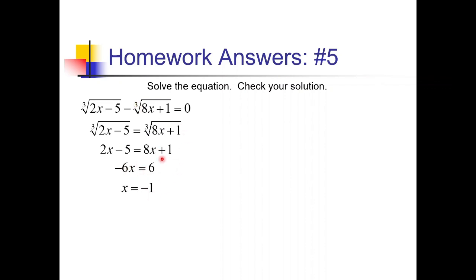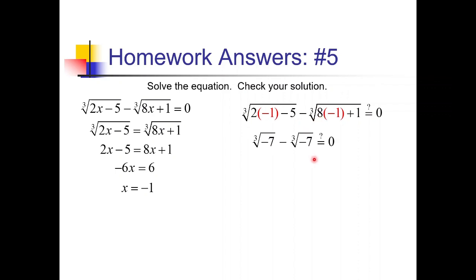Now let me plug this back into the original. So I've got cube root of 2 times negative 1 minus 5. Minus cube root of 8 times negative 1 plus 1. So we have negative 2 minus 5. That's going to be negative 7 in that cube root. Over here, this is negative 8 plus 1, which is also negative 7 inside the cube root. If I take the cube root of negative 7, whatever that is, and subtract it from itself, that's going to end up being 0. So we do end up with 0 equals 0, which confirms that negative 1 is our answer.